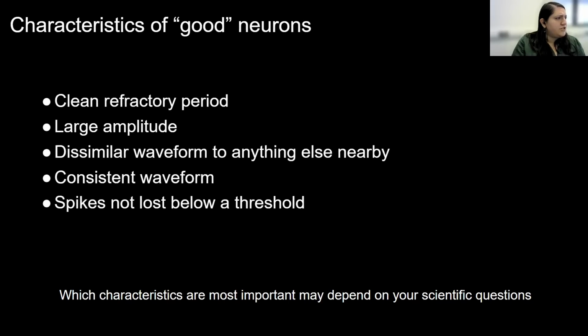All right, so I'll start with an overview of general characteristics of what a good neuron looks like. These are very in line with what Julie presented. But again, which characteristics specifically you care about might depend on your scientific question, and there's not really one established answer for what a good neuron is. A few of these characteristics: a clean refractory period, so few refractory period violations; large amplitude; a waveform dissimilar to anything else nearby, meaning you don't have two neurons that are counted as one; a consistent waveform across time; and spikes not missing, not lost below the detection threshold.